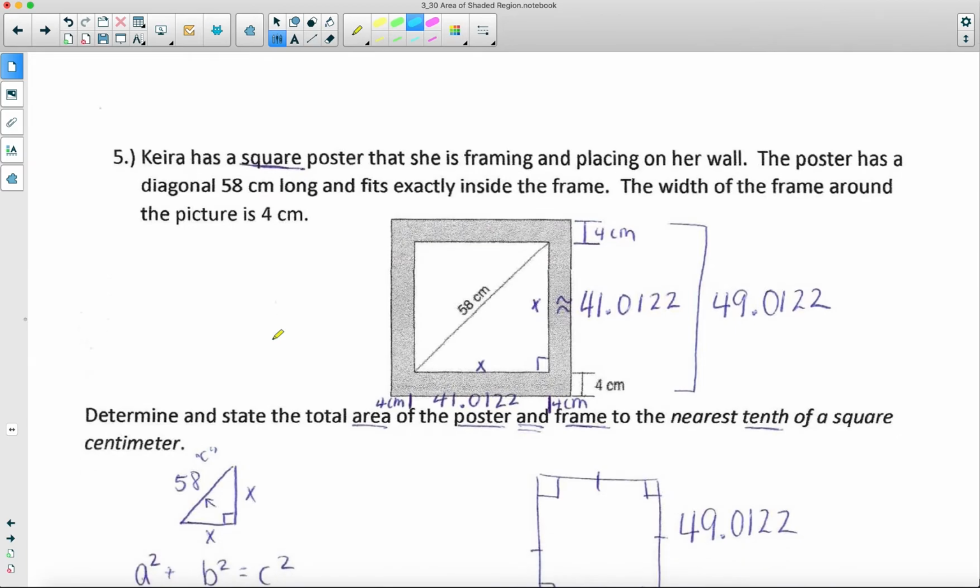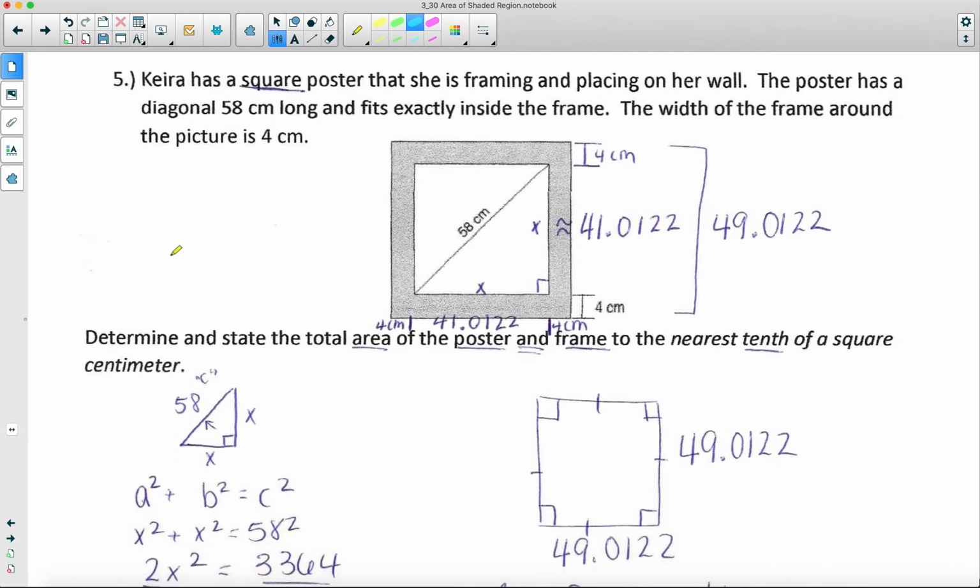All right, and the last question, here we are. So Kira has a square poster that she is framing and placing on her wall. So she has her poster, that's this here, and then the frame's going around it. The poster has a diagonal of 58 centimeters long, here it is, and that fits exactly inside the frame. So it's inscribed in that frame. The width of the frame around the picture is 4 centimeters.